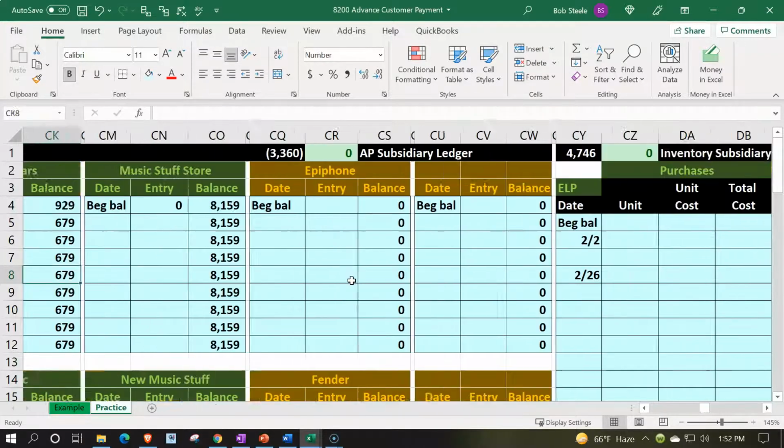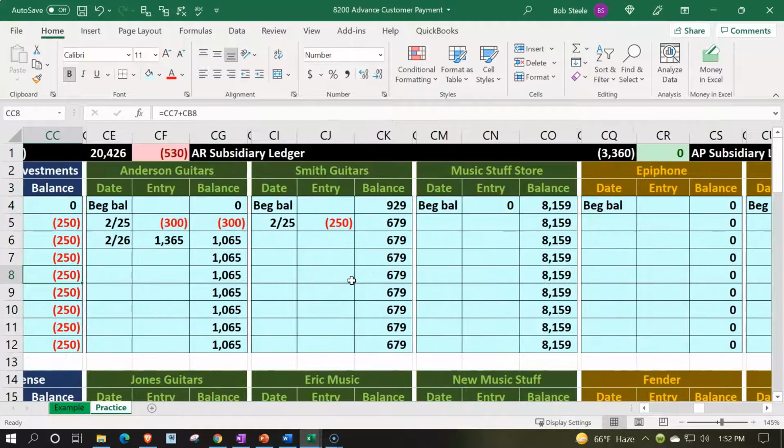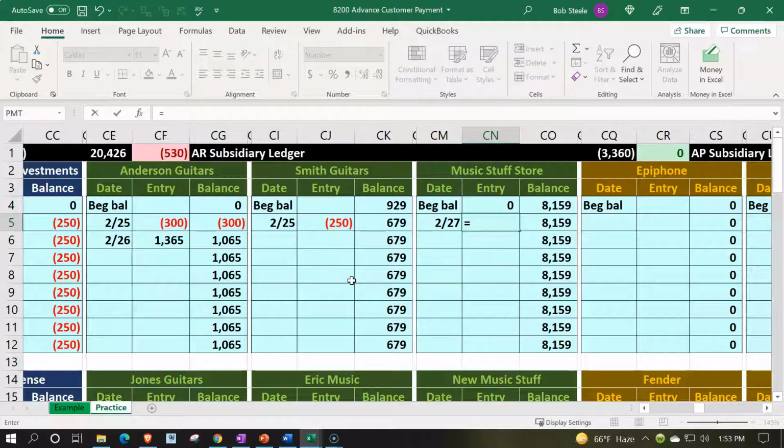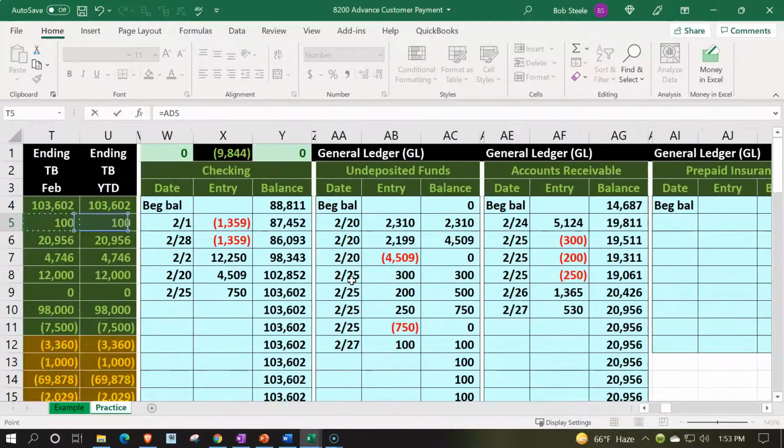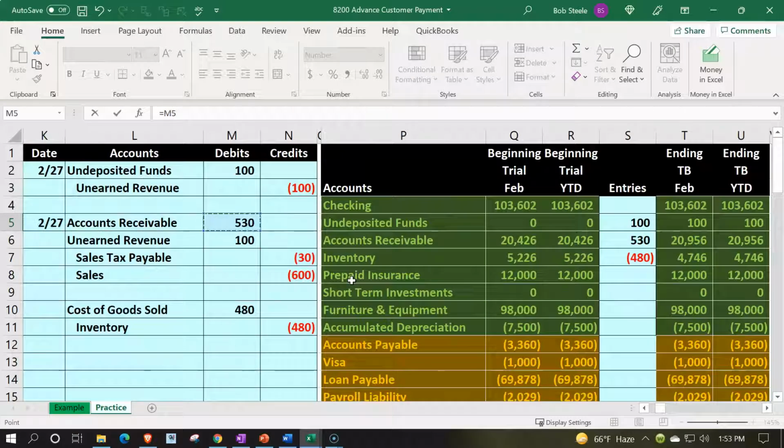And this is kind of the important part here. This is important. Pay attention. We're almost done. It's been a long time, but this is like the important piece. We saved it till the end. So 227, the subledger in CN5 for music stuff store. All the way to the left, we're going to be picking this up, and we're looking at that 530.